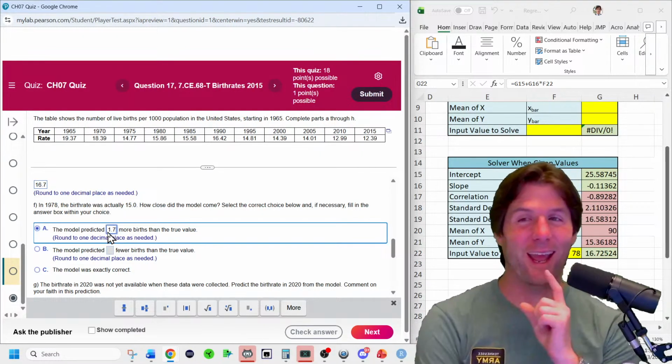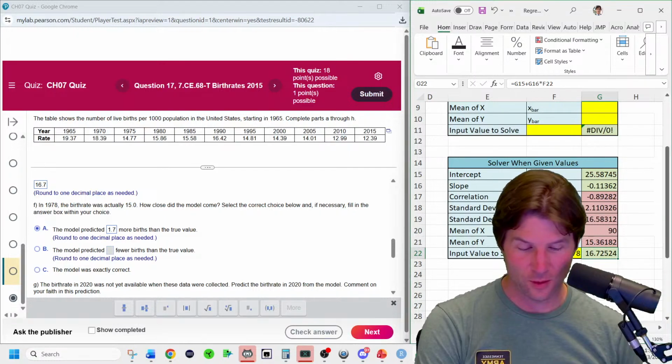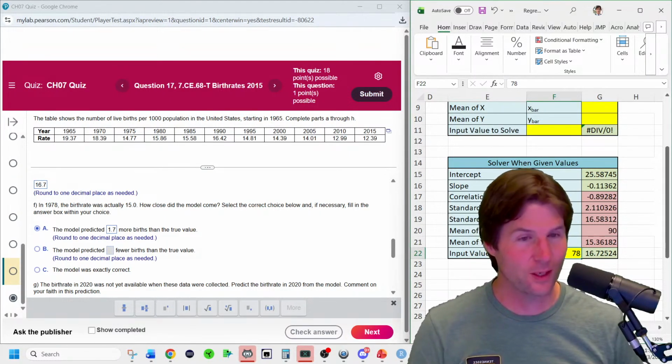Well, that's called an extrapolation of the model. So we can actually do that. It's a horrible utilization of the model, but we can extrapolate and go outside the bounds.